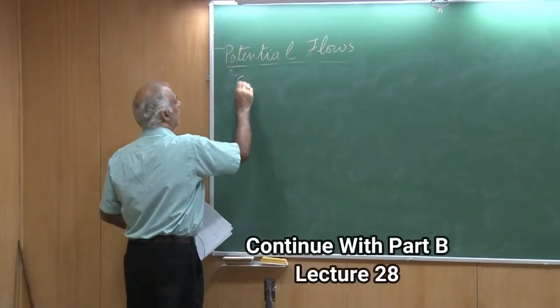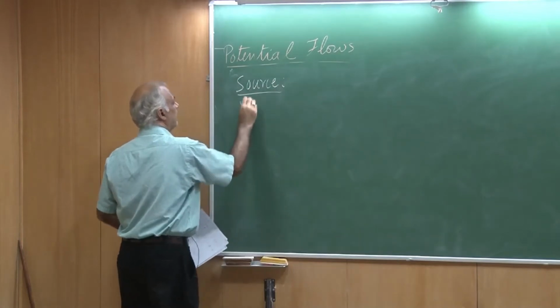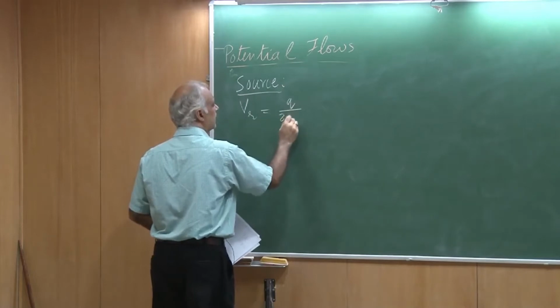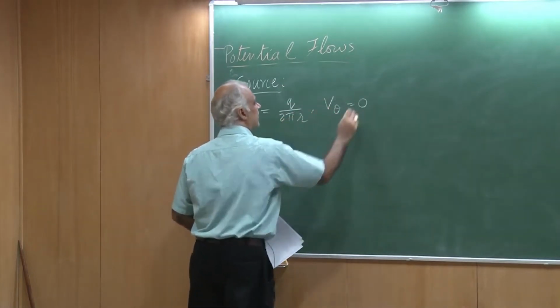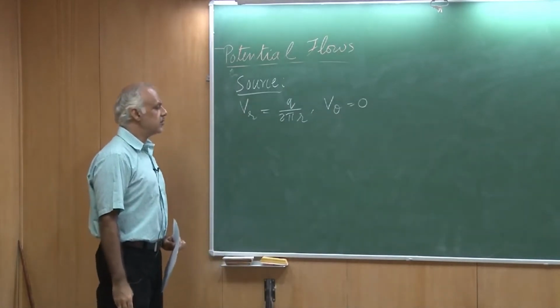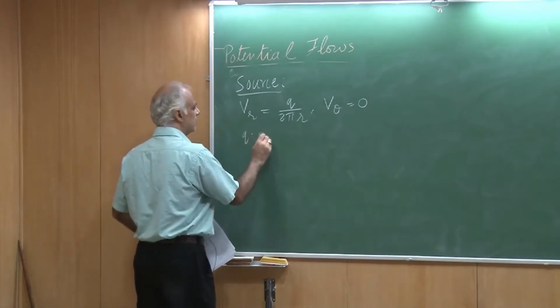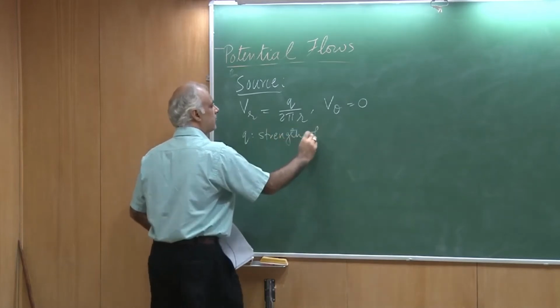So we are talking still about the source, and we have already figured out that V_r is Q by 2 pi r and V theta is 0. Q refers to the volume flow rate or the strength. So Q is the strength of source.